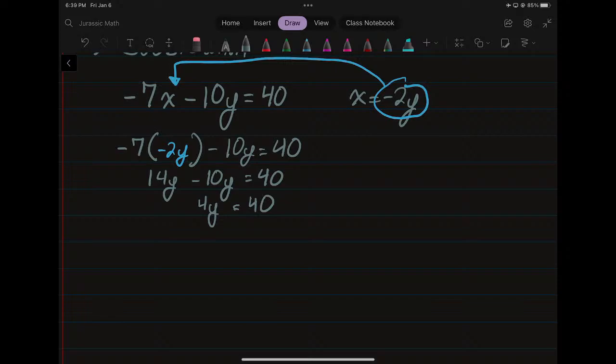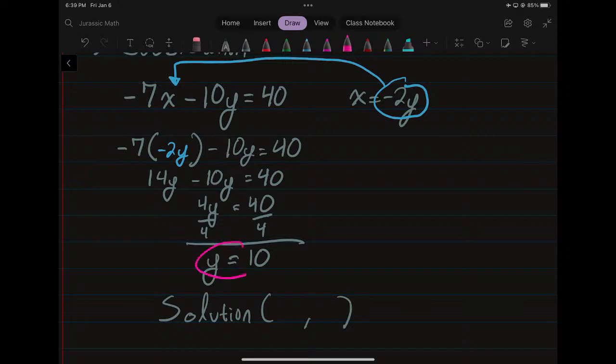And then lastly, I'm going to divide by 4. So y equals 10. Cool. So I can say my solution. This time we're looking at y, so that number goes second. And we're going to plug that in to the other one. So x equals negative 2 parentheses 10 close parentheses. X equals negative 20. Negative 20. And there's our solution.